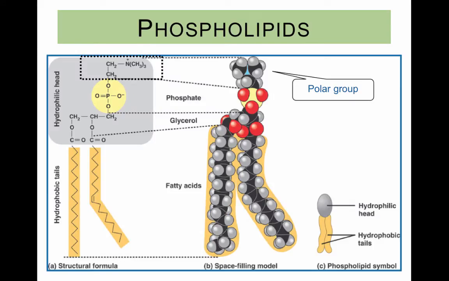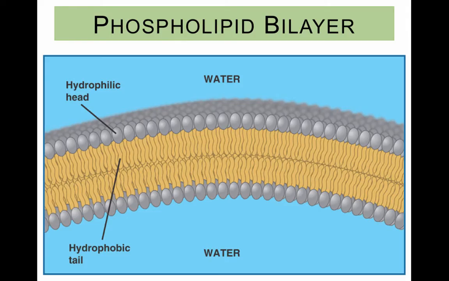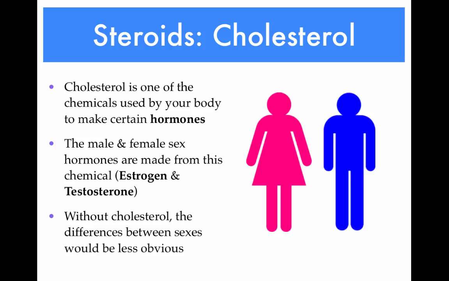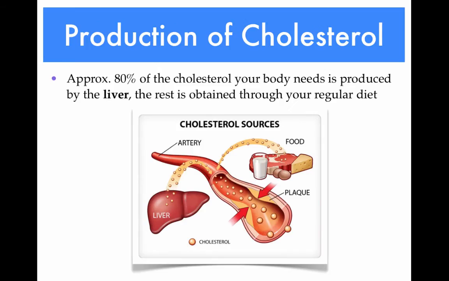Phospholipids are the second type of lipids, and as you know, these are found on the cell membrane as part of the phospholipid bilayer, and it consists of a hydrophilic head and hydrophobic tails. The phospholipid bilayer, as part of the cell membrane, helps the cell control what goes in and out, and it also separates the intracellular fluid from the extracellular fluid. Steroids are the third type of lipid, and an example of a steroid is cholesterol. Cholesterol is one of the chemicals used by your body to make certain hormones. The male and female sex hormones are made from this chemical. Without cholesterol, the difference between sexes would be less obvious.